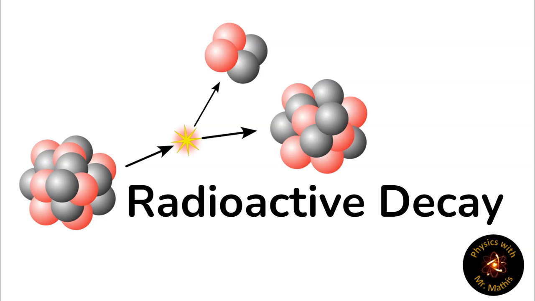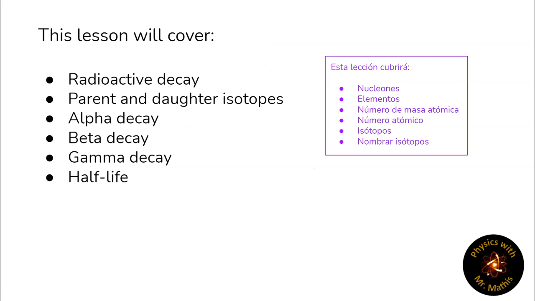Today we're going to be talking about radioactive decay. This lesson will cover radioactive decay, parent and daughter isotopes, alpha, beta, and gamma decay, and half-lives.